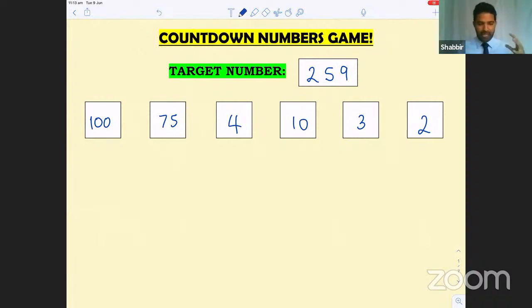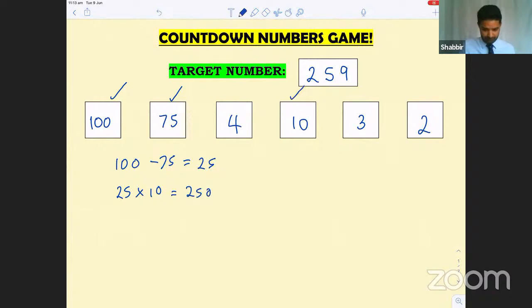Okay, so how do we get 259? There's probably lots of different ways to do this, but the way that I did it and the way that I always approach these questions is to think, well, can I use these big numbers to make a number that's close to 259. So in this case, I used 100 and took 75 away, which gives you 25. So I've used these two. I then multiplied that 25 by 10, which is 250. And then the remaining numbers make 9. And then I did 250 plus the 9, which gives you the 259.